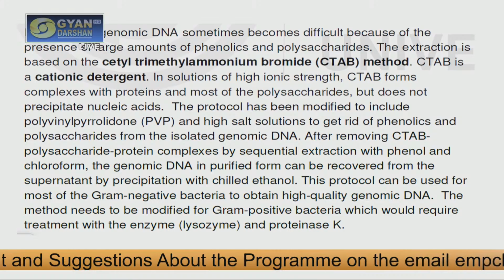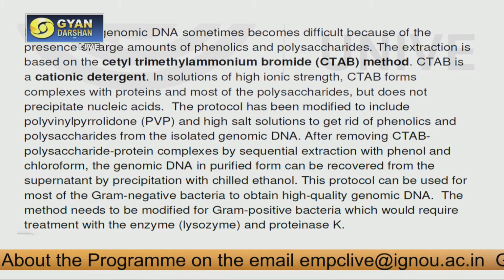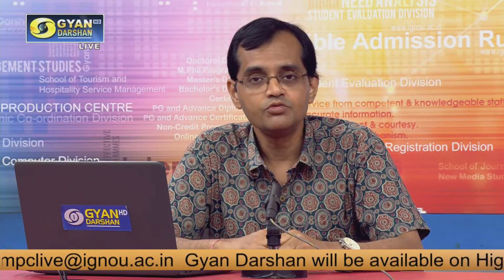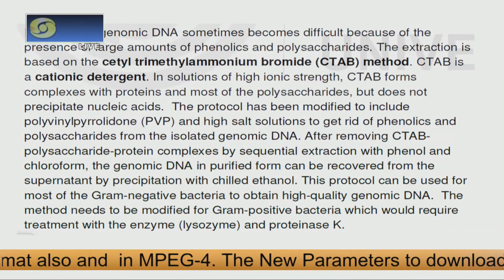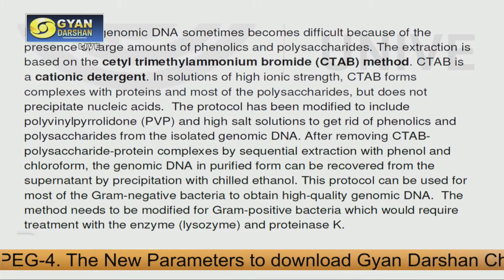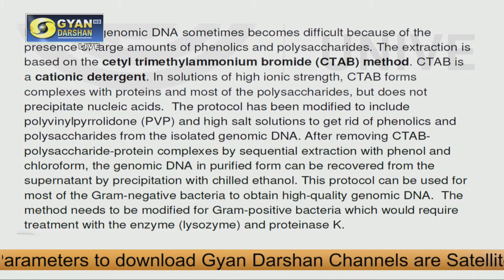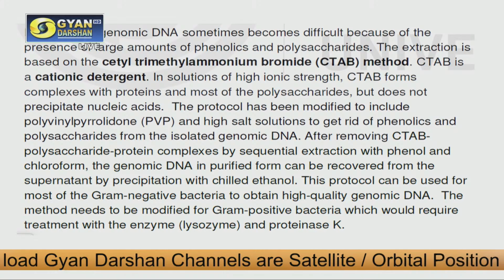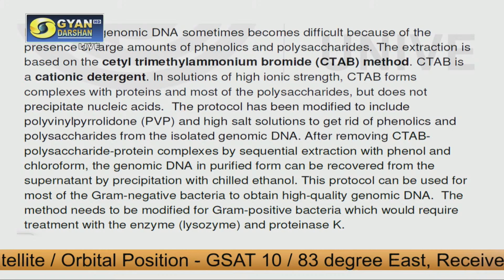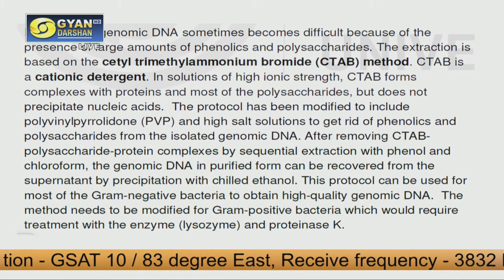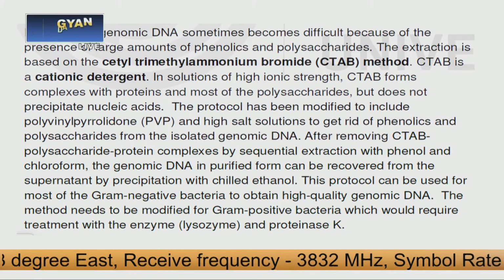Now what is the main principle? When you are isolating the genomic DNA in any system, whether in bacteria, plant or animal, we normally use one detergent. This detergent has the abbreviation CTAB, that is cetyl trimethyl ammonium bromide. This is a cationic detergent, so your lab should have this chemical. When you are using CTAB in solutions of high ionic strength, CTAB forms complexes with proteins and most of the polysaccharides, but does not precipitate nucleic acids.